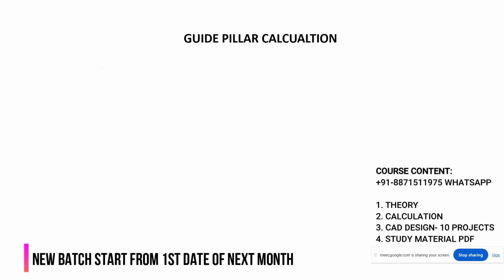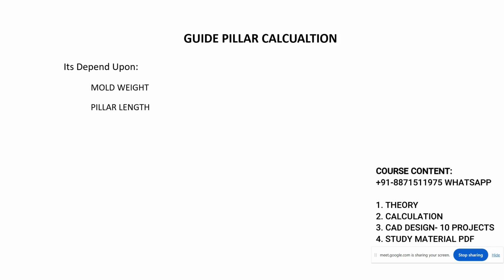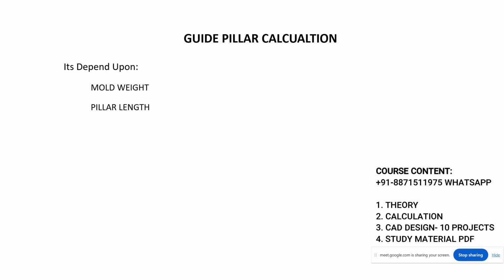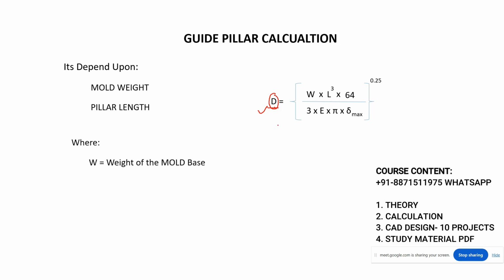See, so how do we calculate the guide pillar? Basically, if we are designing the guide pillar, first of all we have to find out the guide pillar diameter. Now, guide pillar diameter depends upon two things: first is mold weight and second is pillar length. We have to use these in the formula here, by which we will get D. Here you can see that W is nothing but the weight of the mold base. That's why we have designed the complete mold base.